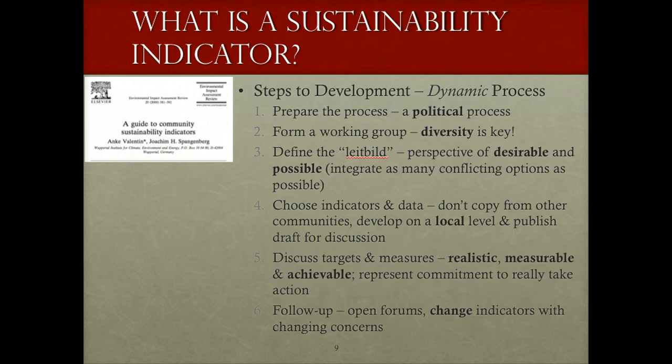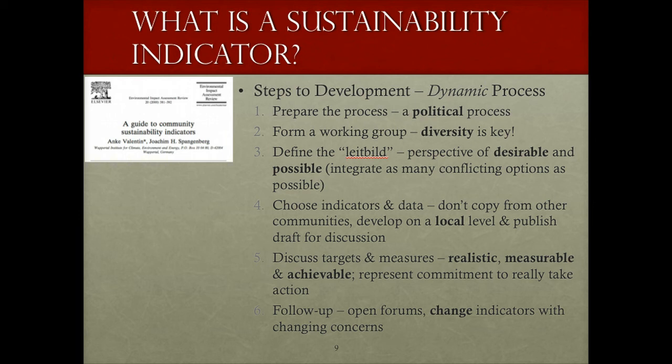The authors outline a 6-step dynamic process for developing sustainability indicators. 1. Prepare the process. This must be a political process on some level in order to make it cause lasting change, i.e., there must be some political action attached to the outcome. Number 2, form a working group. Diversity is the key here. The more diverse the group, the more likely there will not be opposition when the changes are implemented. 3, define the light build, the perspective of desirable and possible. Integrate as many conflicting options as possible.